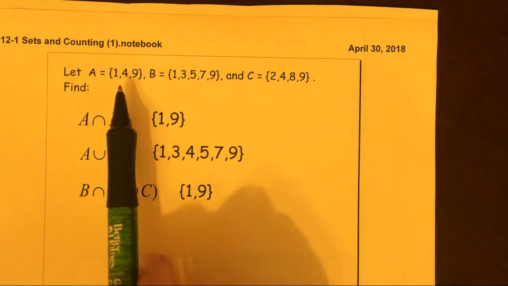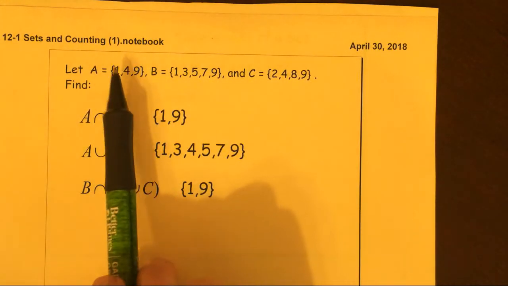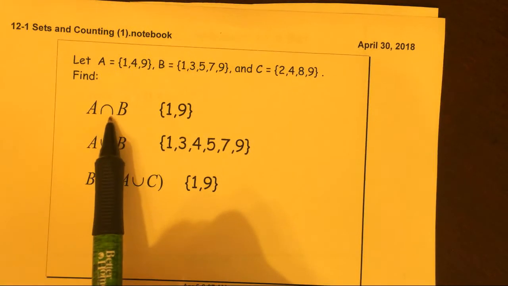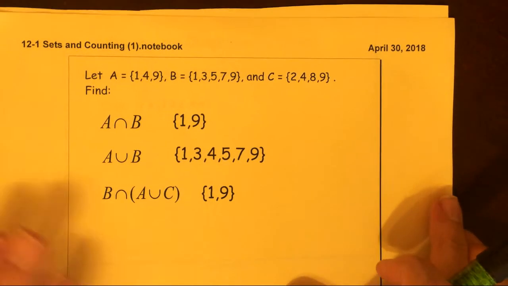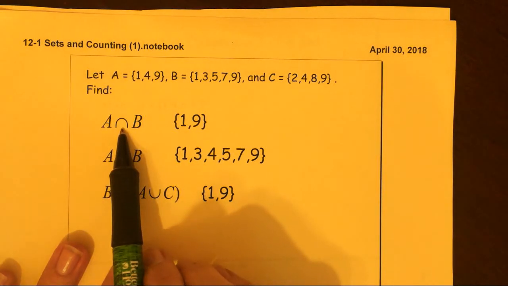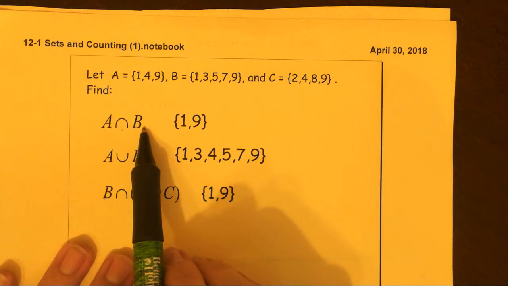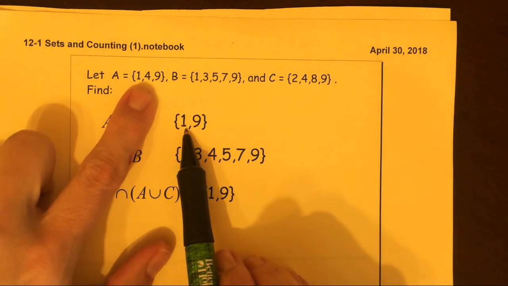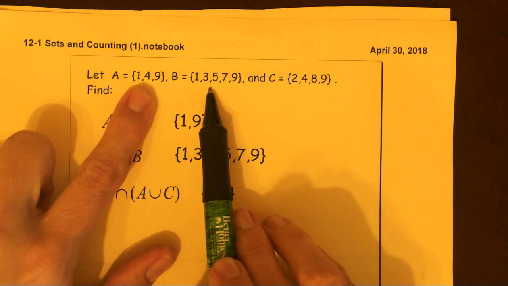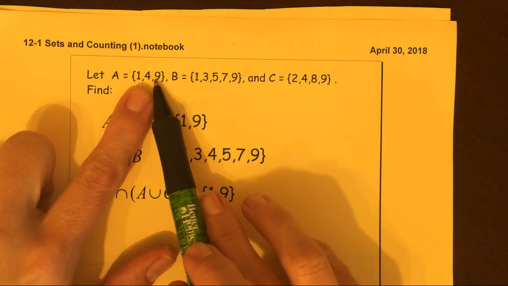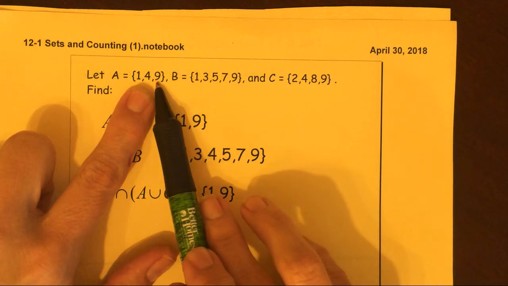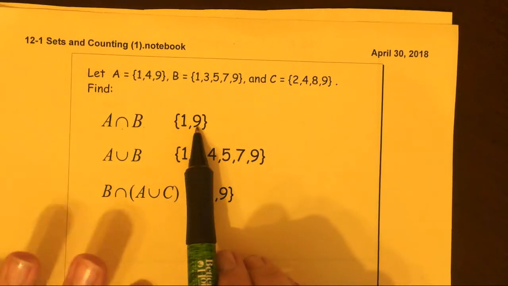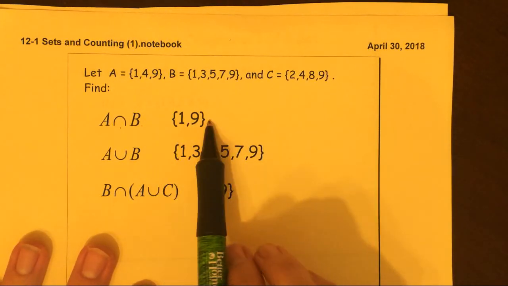So I have 1, 2, 3 sets. I have set A, set B, and set C. And they want me to find the intersection first. Remember, I just said the intersection is what they have in common. So what does A and B have in common? So I'm going to look at these two. They both have a 1, so I write down a 1. A has a 4, B does not. B has a 3, A does not. B has a 5, A does not. B has 7, A does not. Hey, but they both have a 9.